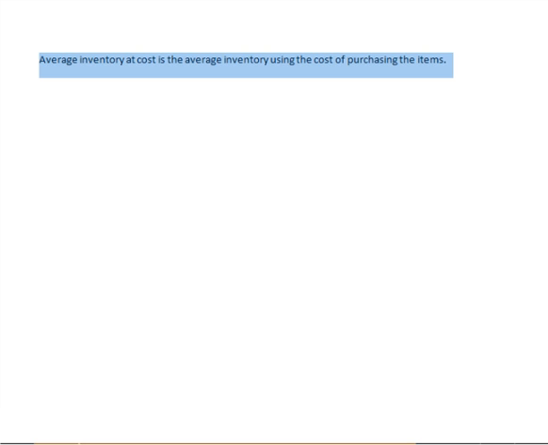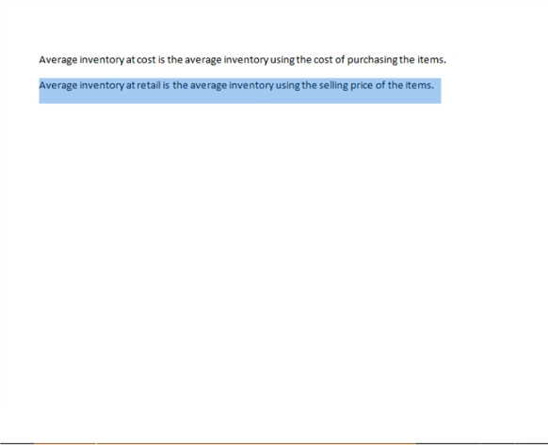In the previous video, we were given inventory values, but we had no idea how they were calculated. In this video, we'll explore that a little bit more by splitting it up into two categories. One is to compute the average inventory at cost, which would be using the cost of purchasing the items. The other one would be average inventory at retail, which would be using the selling price of each of the items. We're going to use these two different ways of calculating average inventory to look at two ways of looking at turnover.